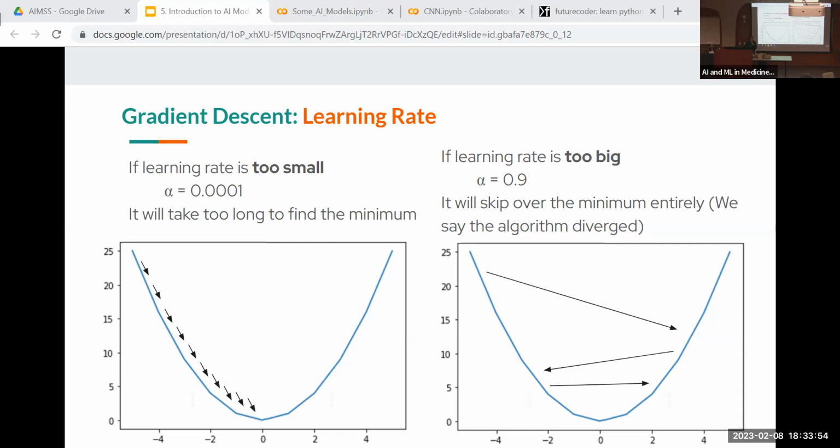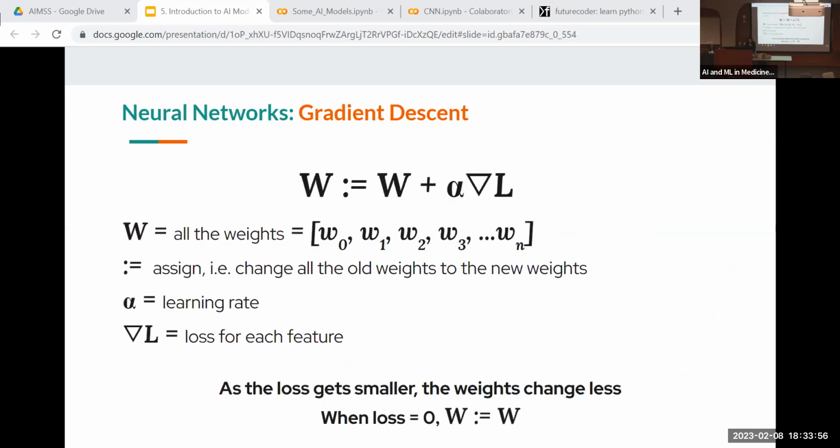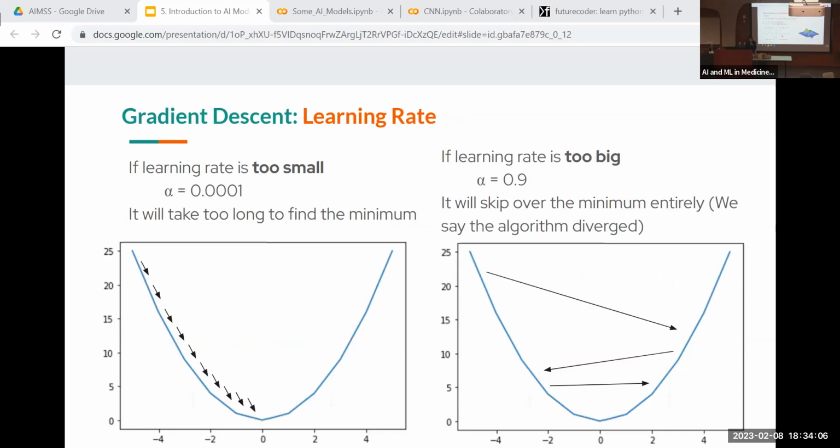If I get back to this formula, the learning rate is how big of a step we want to take toward our goal. If we take steps that are too small, our algorithm might get to the point where it wants, but it might take a long time. And if we take steps that are too big, it might cause our algorithm to diverge, so that we cannot find the minimum of the loss function that we want.